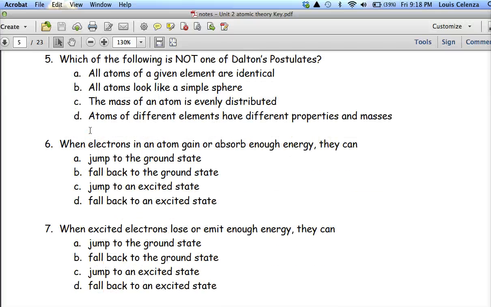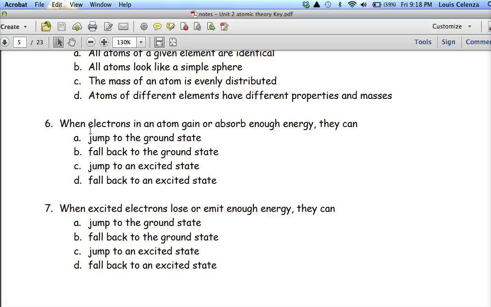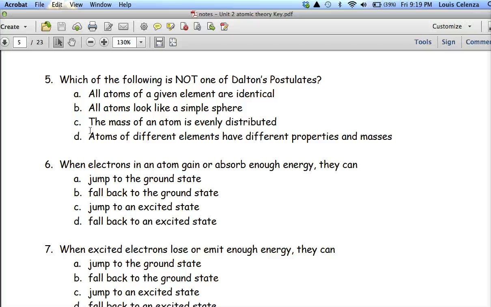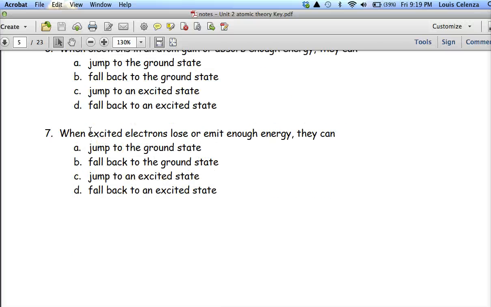When electrons in an atom gain or absorb enough energy, it looks like there's actually more than one answer to this. When they gain energy, they're going to move further away. So they're going to jump to an excited state, which is C. When excited electrons lose or emit enough energy, they can jump to the ground state. So when they gain energy, they become excited. When they lose that energy, they go back to the ground state.